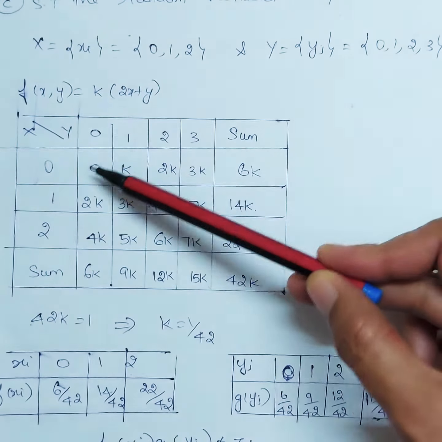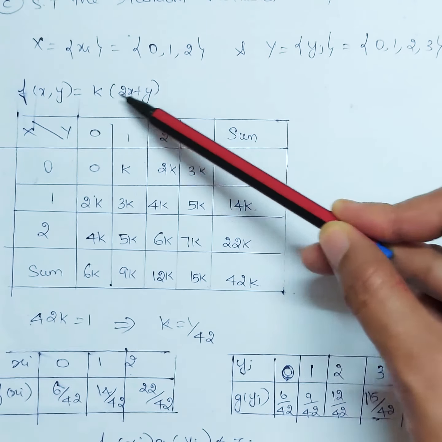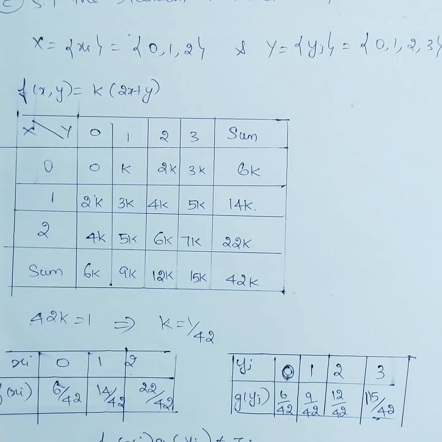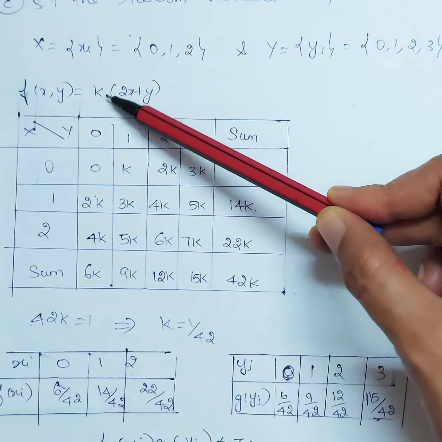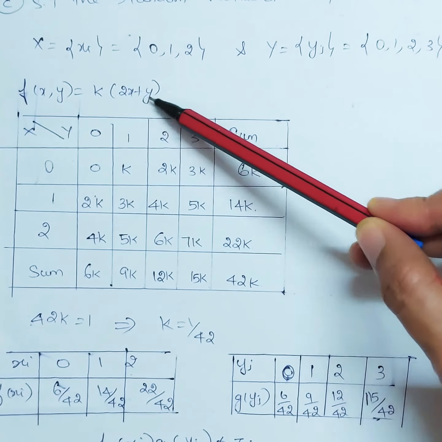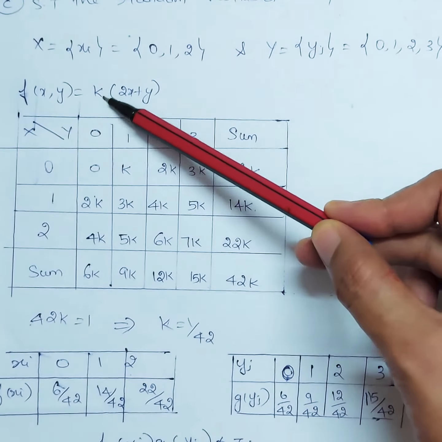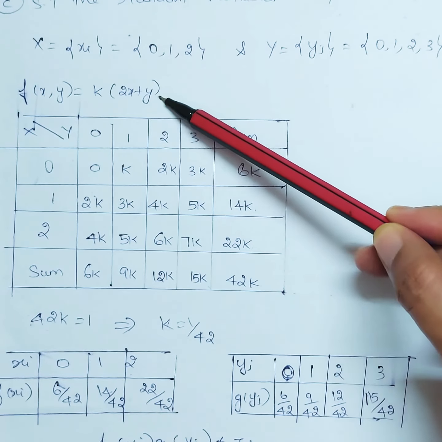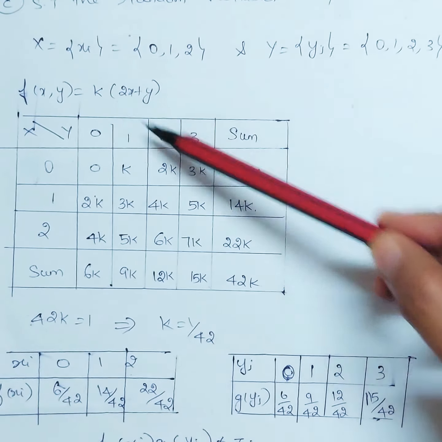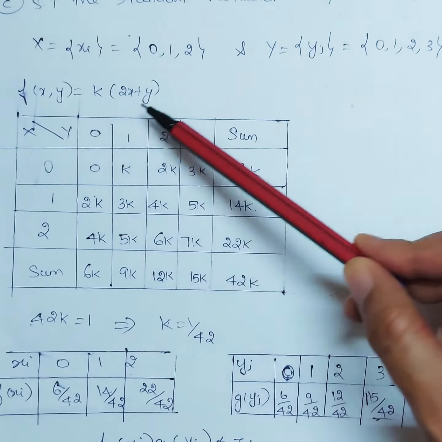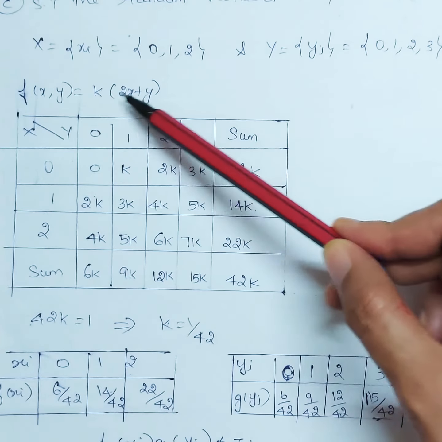For example, k into, here x is 0, y is also 0: 2 into 0 plus 0 into k. So your first answer is 0. What is the second answer? That is x 0, y 1: k into 2 into 0 plus 1, which is k. Second one, x 0, y 2: k into 2 into 0 plus 2, so 0 plus 2 is 2, 2k. Same way, x 0, y 3: k into 2 into 0 plus 3, 0 plus 3 into k, 3k.